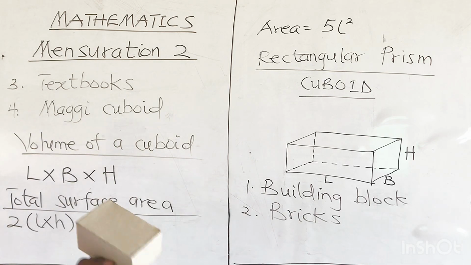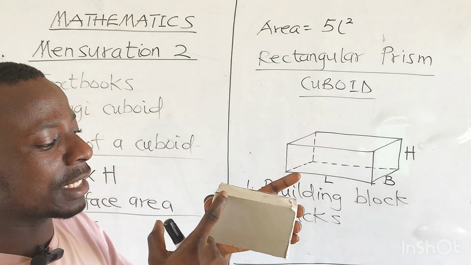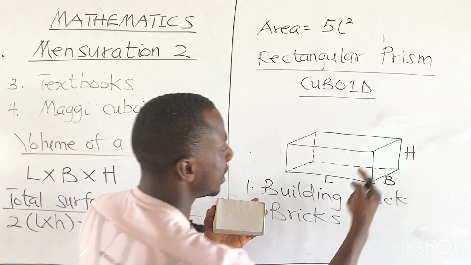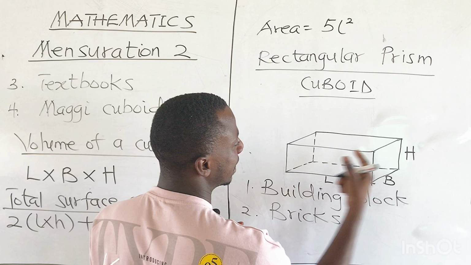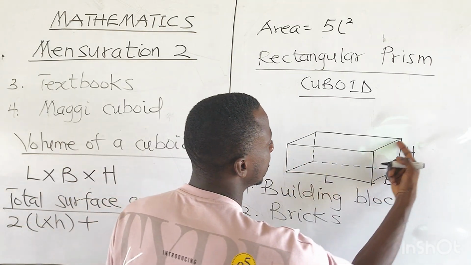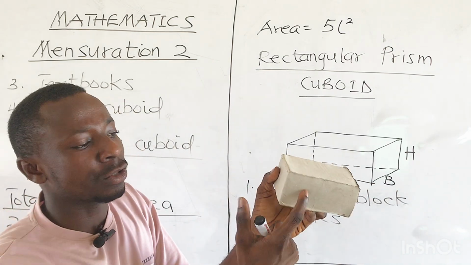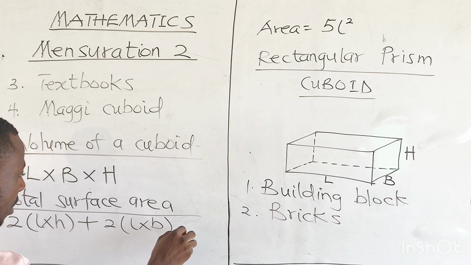Plus, now apart from the face, we have the top. Don't forget that the top also has length. This side is the breadth because this and this are equal. So if this side is the breadth, then this side is also the breadth. So we have length times the breadth. And again, the top is equal to the bottom, so there are 2 parts. So it's going to be 2 multiplying length times the breadth.